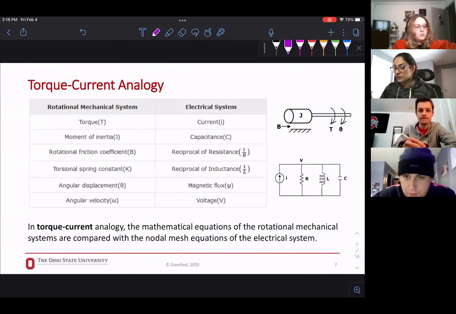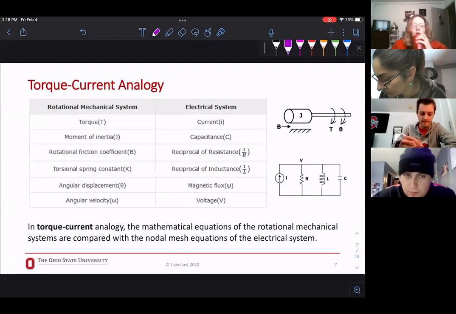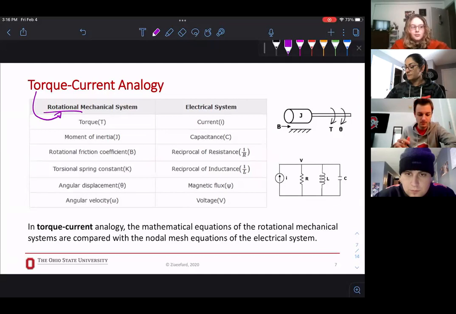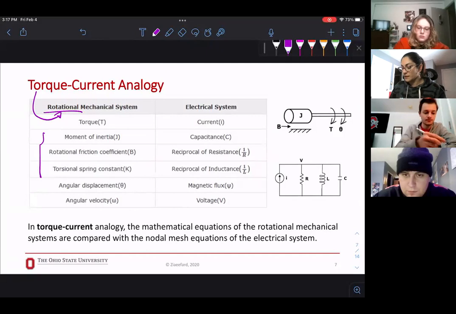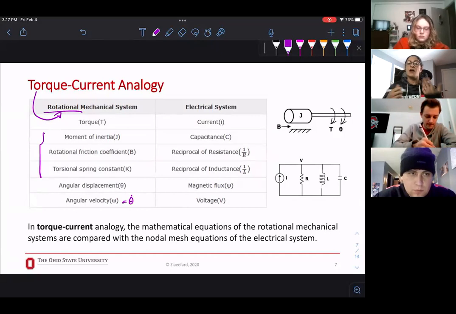And then for torque current analogy, the only difference here is torque is the input because it's a rotational mechanical system. The right side, the electrical system is the same. Your input is torque instead of force, and these are the components, and your output is theta and theta dot, which are angular displacement and angular velocity. So same thing. So you have to be careful what kind of analogy you're using.